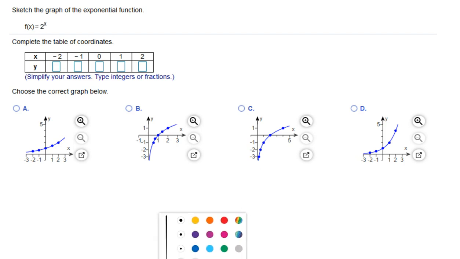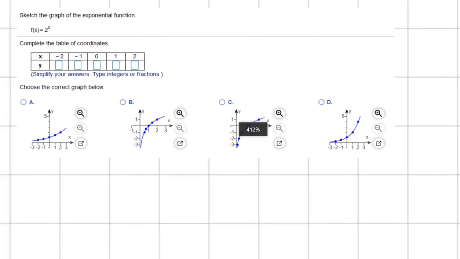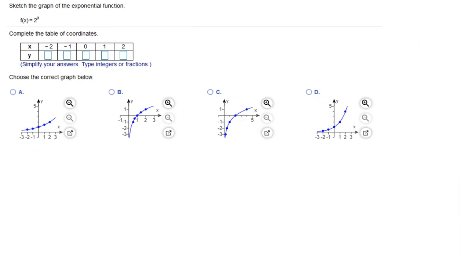So the question first wants us to fill in this table of values. It's giving us a group of x values, and we're supposed to find the y values. So I'm going to redraw the chart right here. And in for x, we're substituting -2, -1, 0, 1, and 2. And we're going to find the y values. So let's start with the easier values of 1.